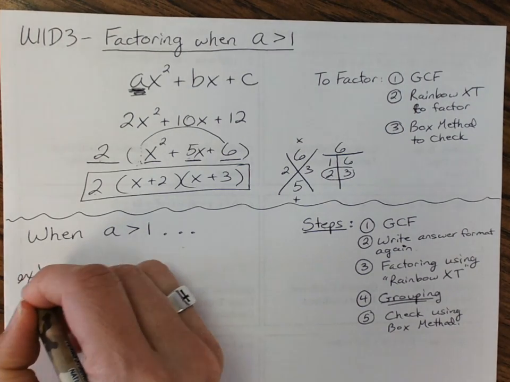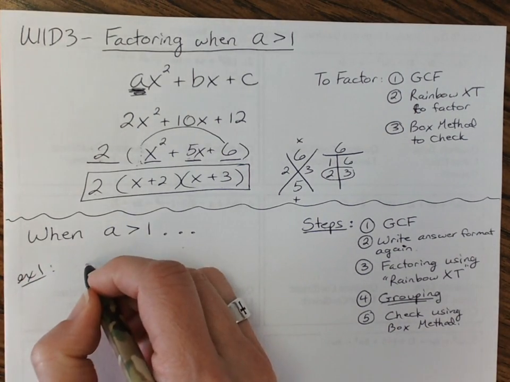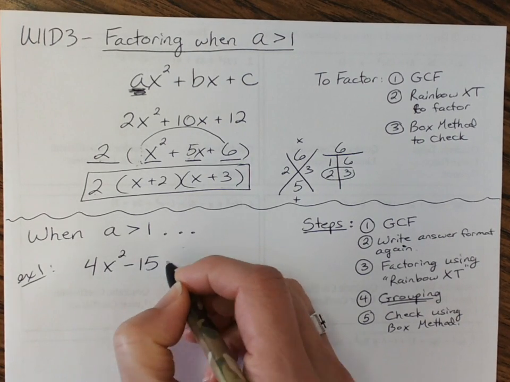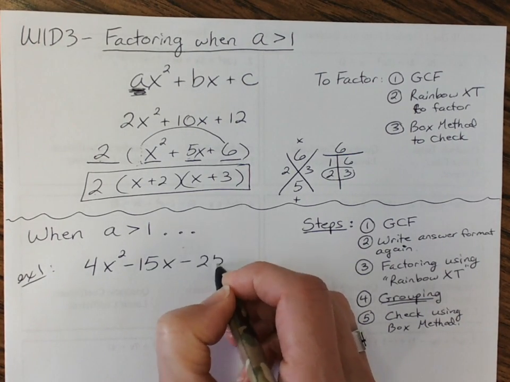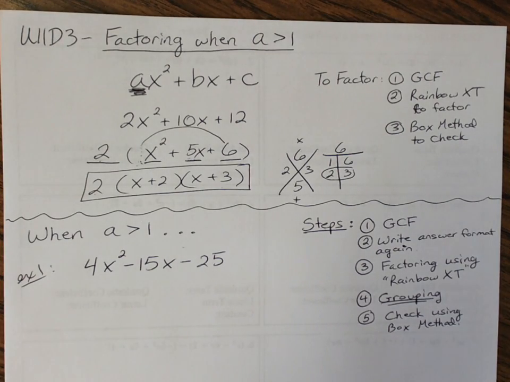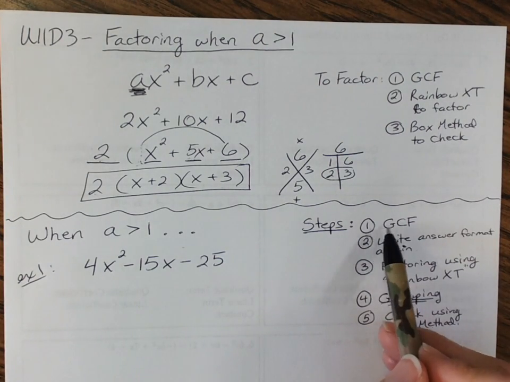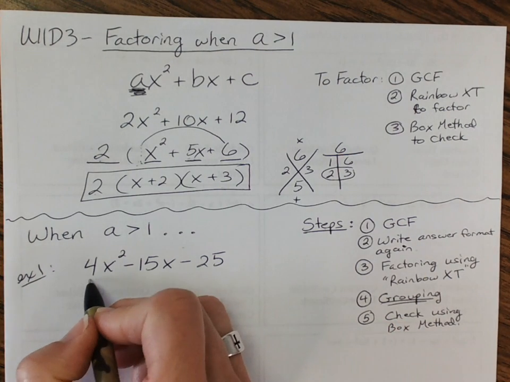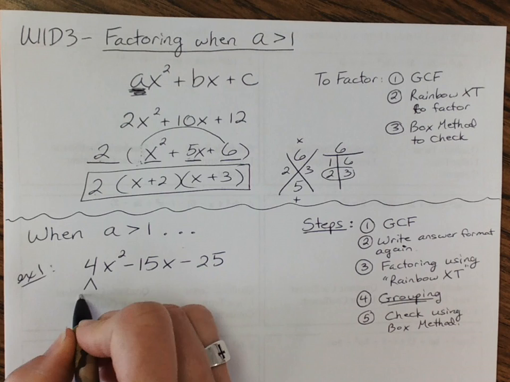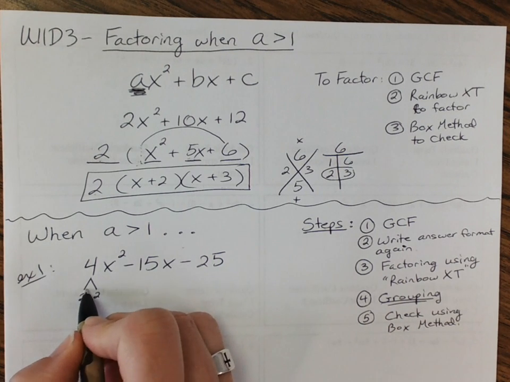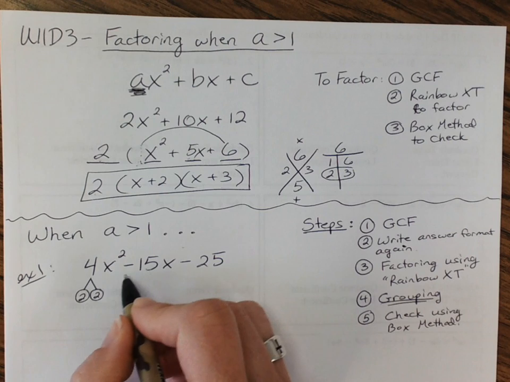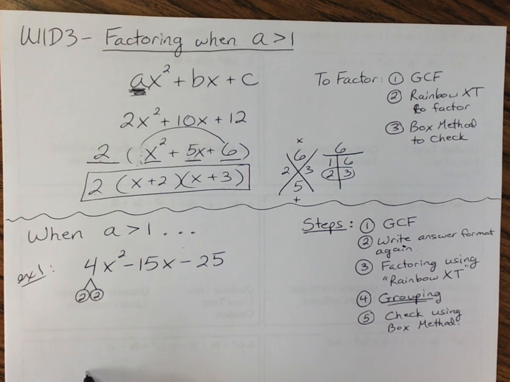So example 1. I am going to have 4x squared minus 15x minus 25. All right, so let's look. First step is to find a greatest common factor. So to find the greatest common factor, I did my little factor trees until I got all prime numbers. So this is 2 times 2. Oh, you know what I forgot to do is write my answer format. Let me write that down here.